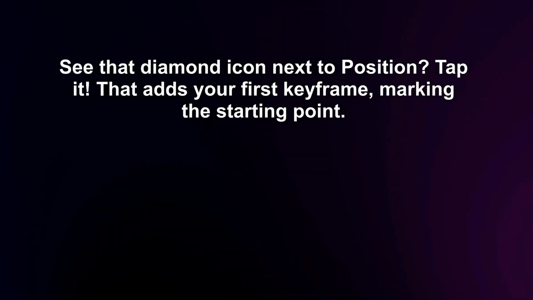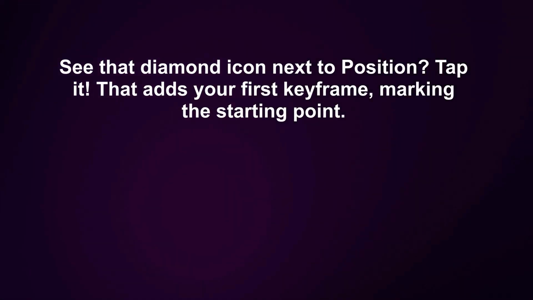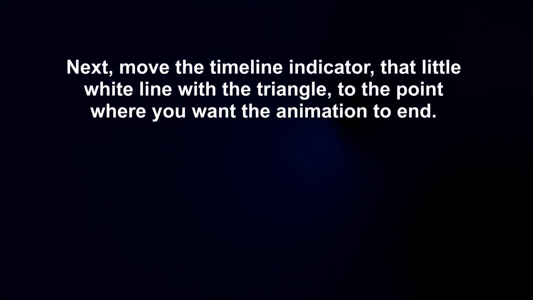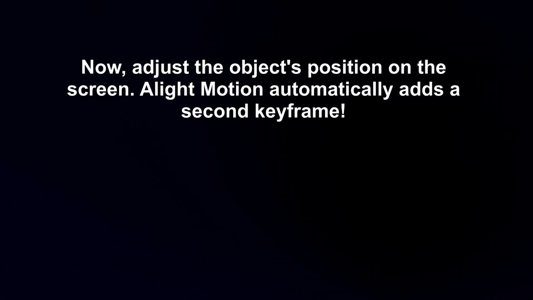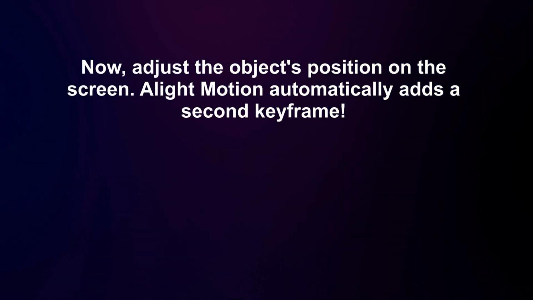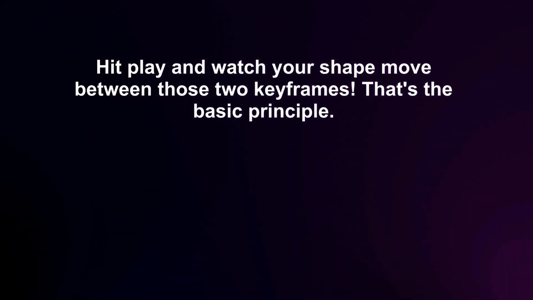See that diamond icon next to position? Tap it. That adds your first keyframe, marking the starting point. Next, move the timeline indicator, that little white line with the triangle, to the point where you want the animation to end. Now, adjust the object's position on the screen. Alight Motion automatically adds a second keyframe. Hit play and watch your shape move between those two keyframes.